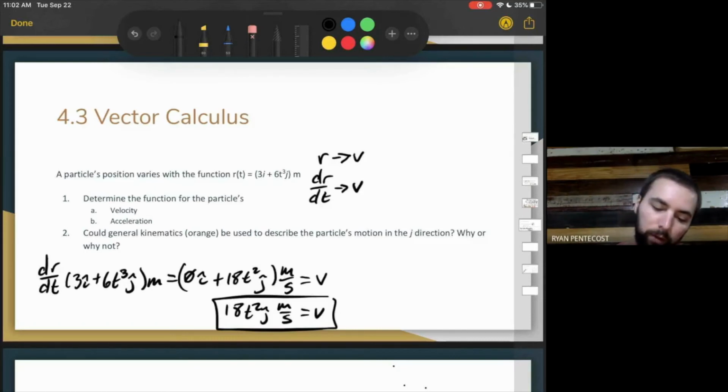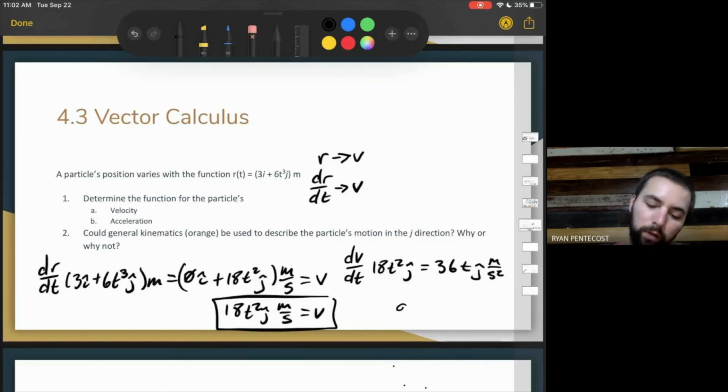Then to take the derivative of that, dv/dt of 18t squared j, you would bring down the 2. 18 times 2 is 36. Reduce your exponent by 1. Then you have meters per second squared. So your acceleration is 36t j meters per second squared.